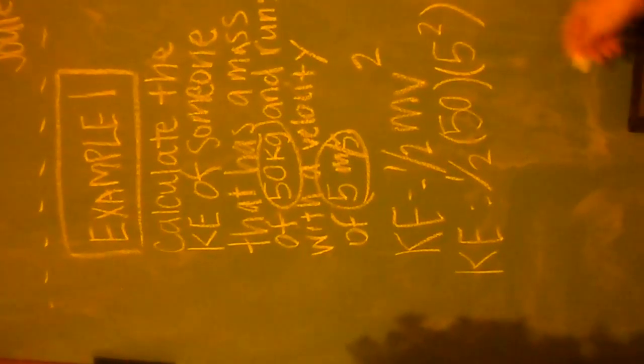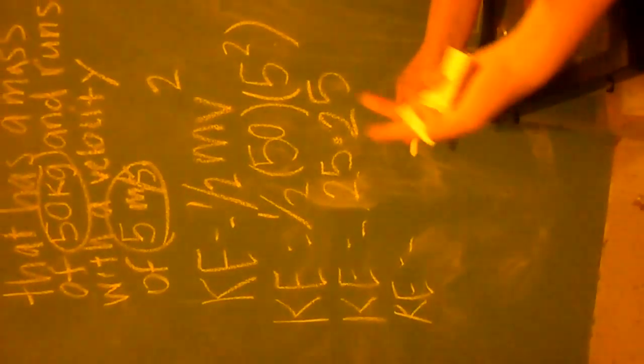So that would be 5 squared. So 1/2 of 50 is 25, and 5 squared is also 25. So 25 times 25 equals 625 joules, which is the kinetic energy.